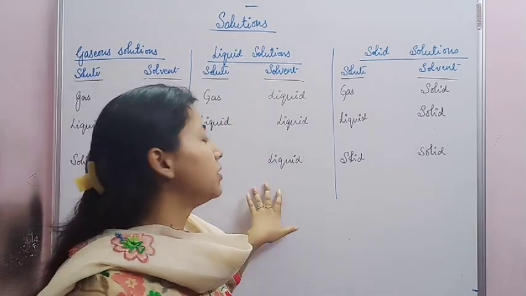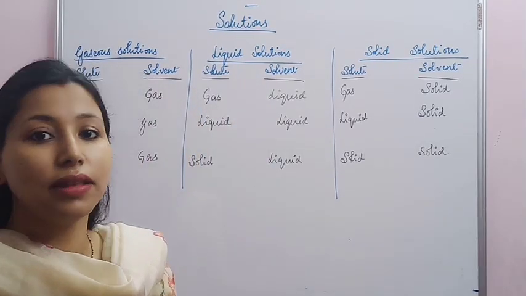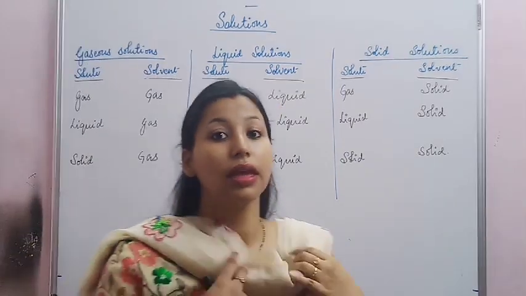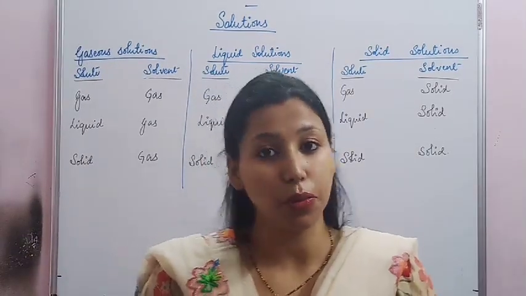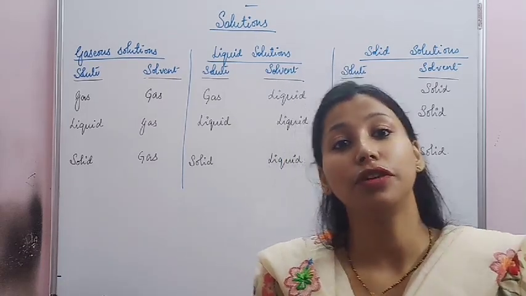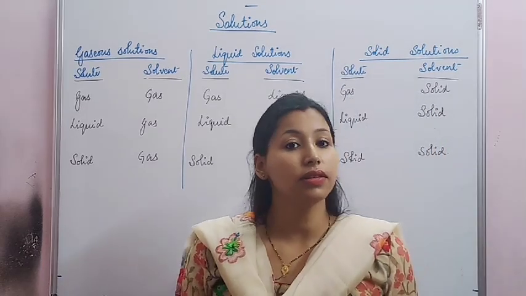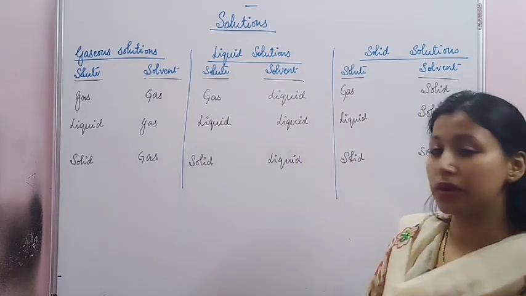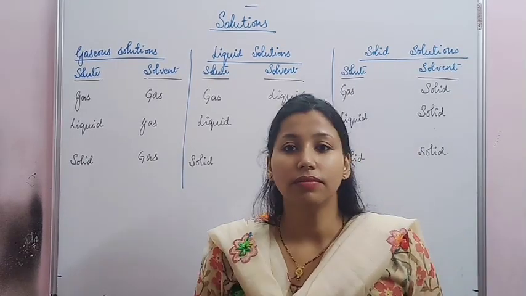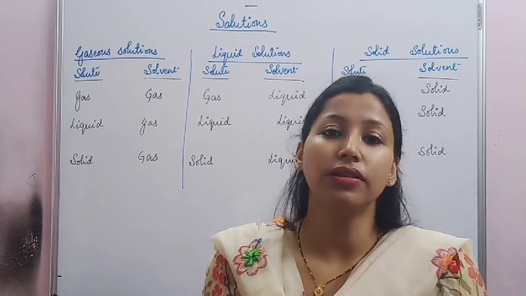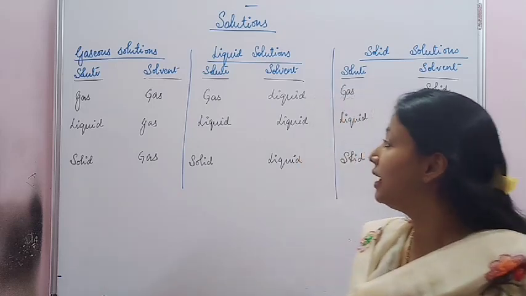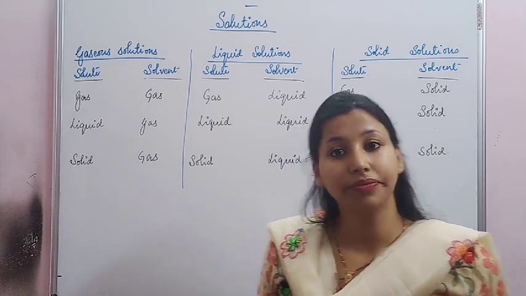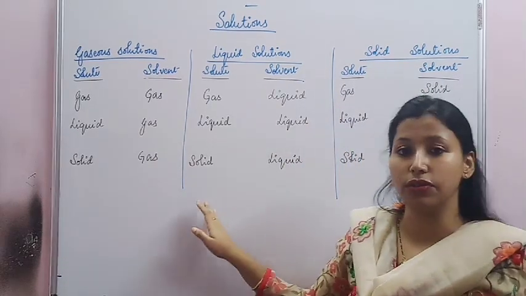Let's go to liquid solutions. That means my solvent should be liquid. Gas dissolved in liquid. An example is oxygen gas dissolved in water, with the help of which we all know aquatic animals survive. Next, liquid in liquid. A common example is ethanol dissolved in water. Next, solid in liquid. Salt dissolved in water. So we're done with liquid solutions.